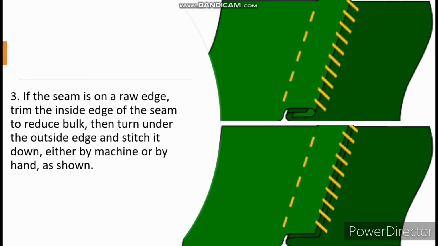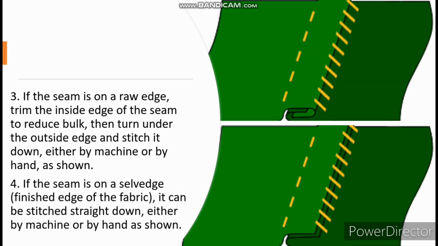Thirdly, if the seam is on a raw edge, trim the inside edge of the seam to reduce bulk. Then turn under the outside edge and stitch it down, either by machine or by hand as shown. Fourthly, if the seam is on the sleeve edge, that is the finished edge of the fabric, it can be stitched straight down, either by machine or by hand as shown.